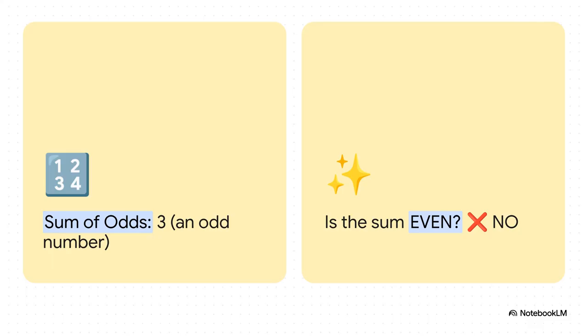And now for the big check. Is our sum, which is 3, an even number? Nope, not even close. So, conclusion? Row 1 is not magical. Bummer. Okay, on to the next one.